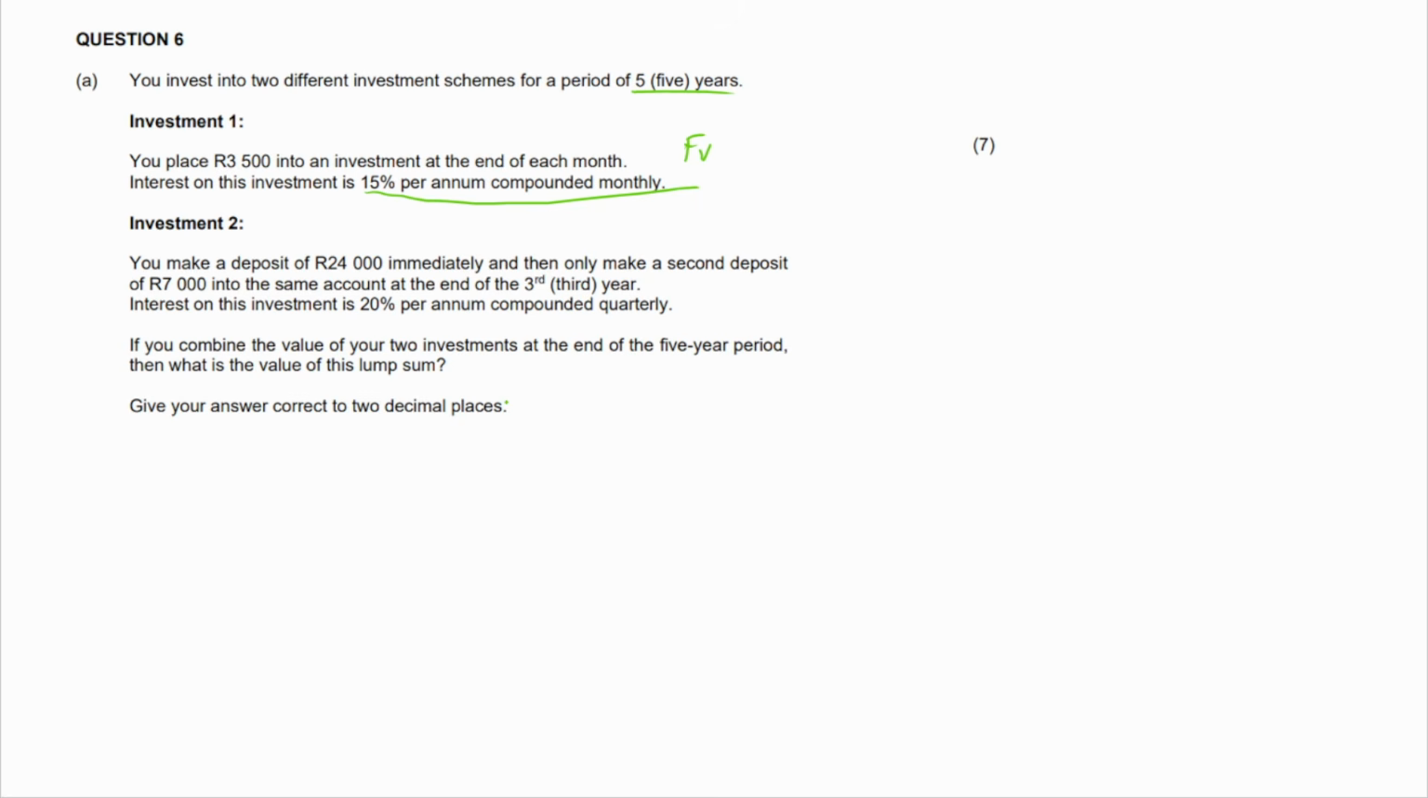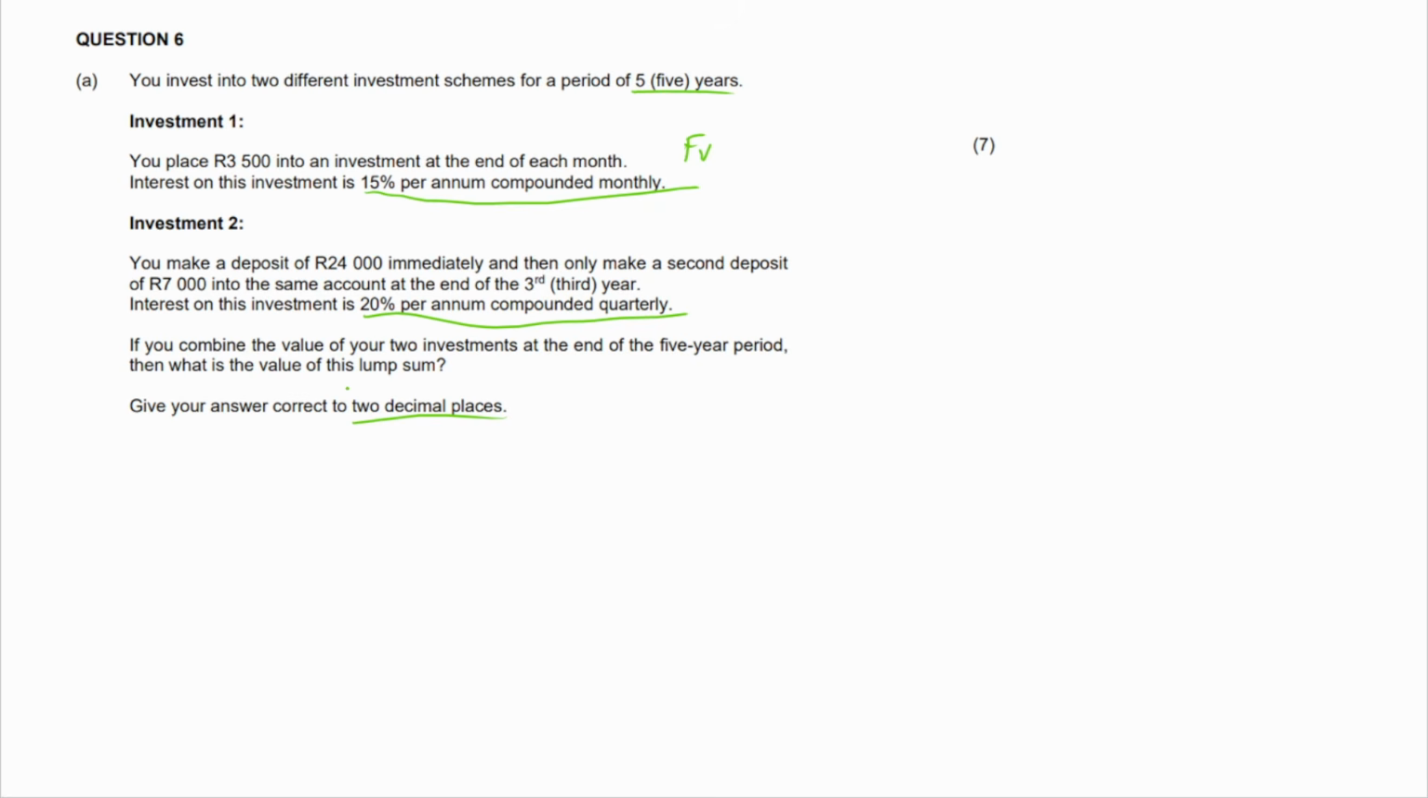All right. Then investment 2, we make a deposit of 24,000 immediately, and then a second deposit of 7,000 at the end of the 3rd year. Then the interest is this, compounded quarterly. And it says if you combine the value of the 2 investments at the end of the 5-year period, then what is the value of this lump sum? Give your answer to 2 decimal places.